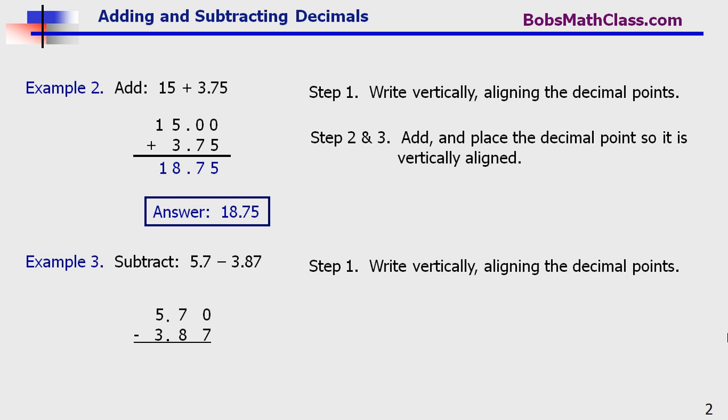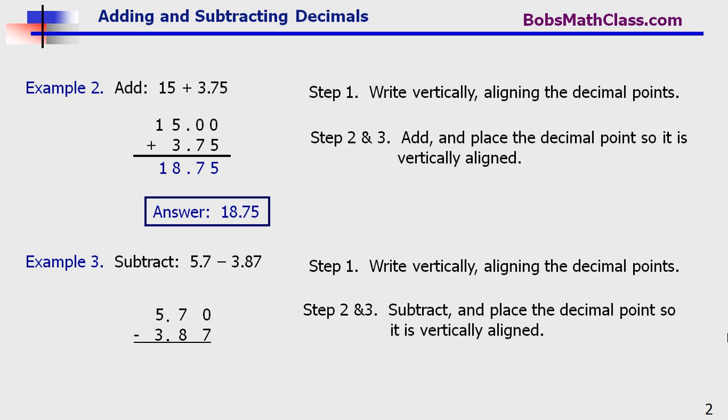Okay, so above the 7, we put a 0 there. Now we can't take away 7 from 0, so that means what? Yeah, that's right, we got to borrow. So borrow from the 7 on the top number. That becomes a 6. Put a 1 in front of the 0, so now that's a 10. 10 minus 7 is 3.